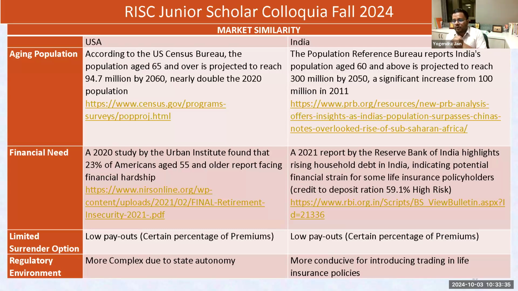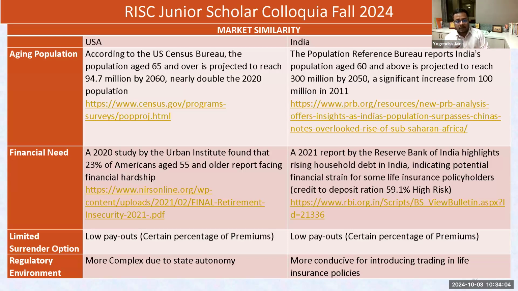Another stat that I found is that 23% of the people aged 55 or more in USA are facing some kind of financial hardship, and the financial hardships are increasing in times of pandemic and uncertainties. Similar is the case in India. 59.1% of people have to take some kind of credit or some kind of financial help. When we talk about surrendering the policy, in USA the payouts are low. In India also payouts are low.